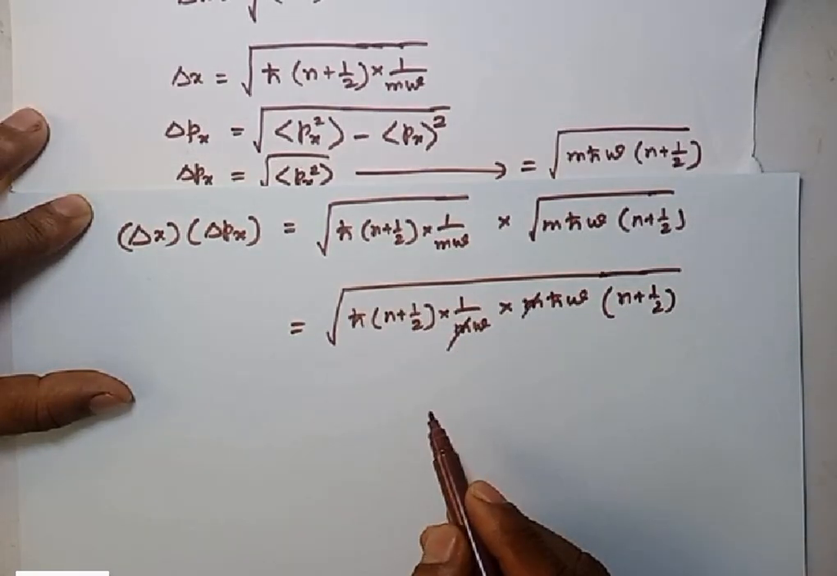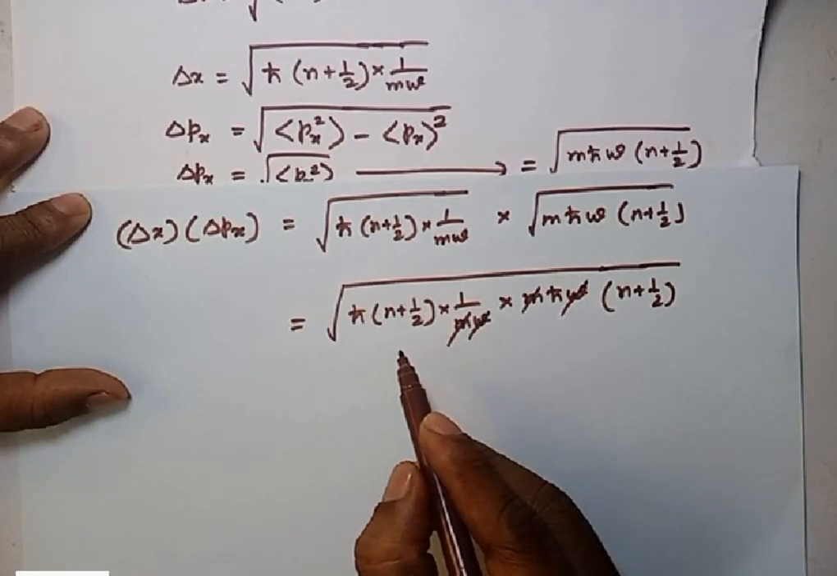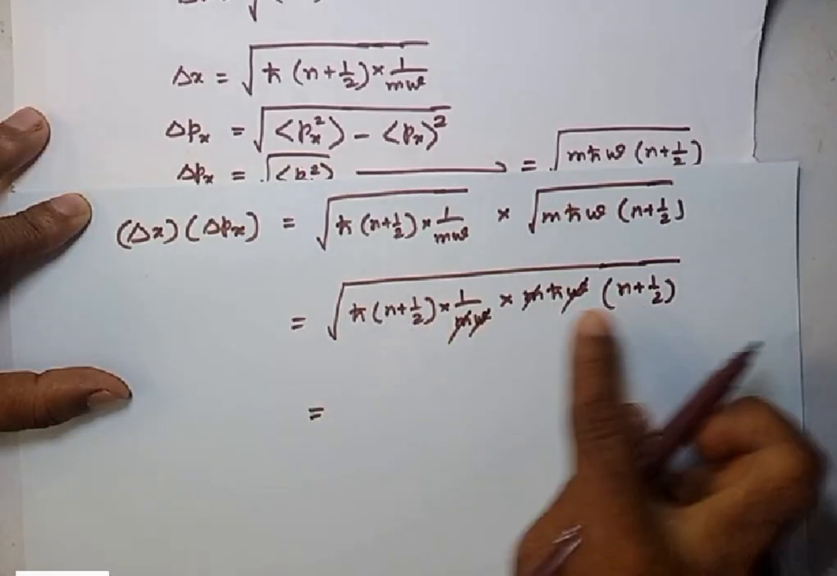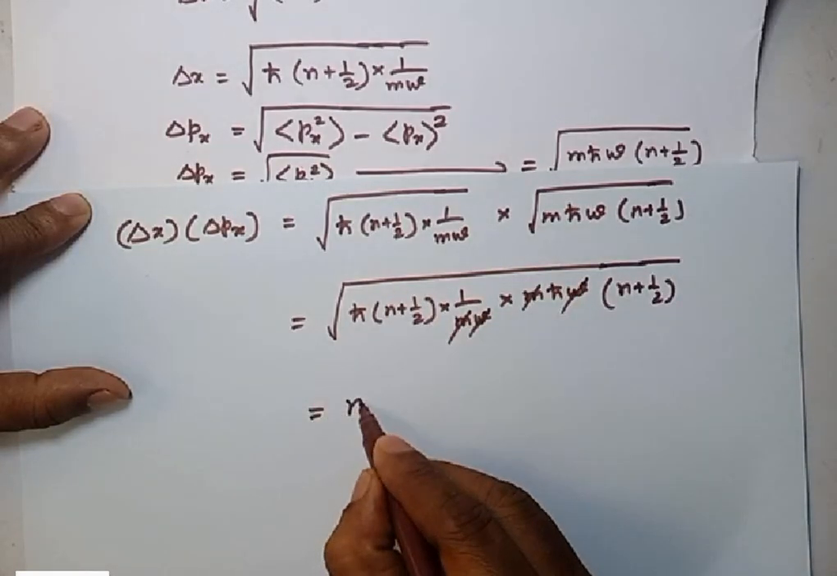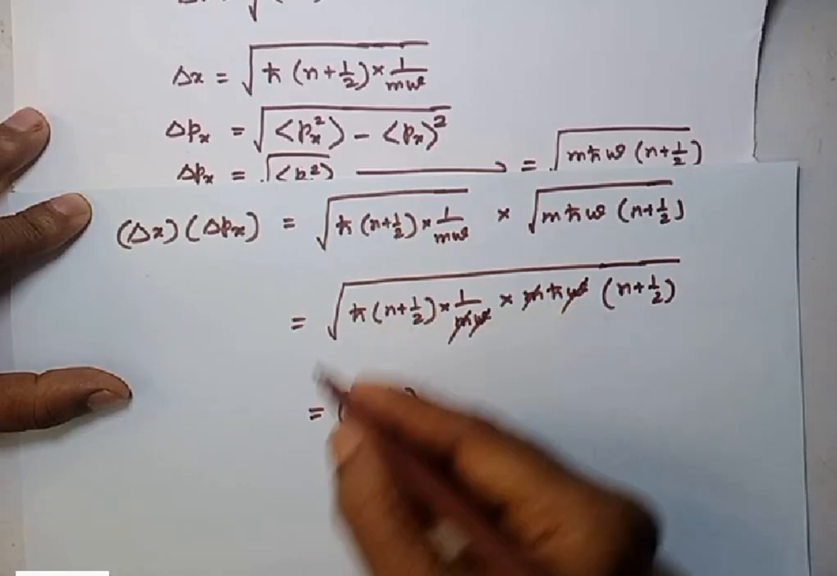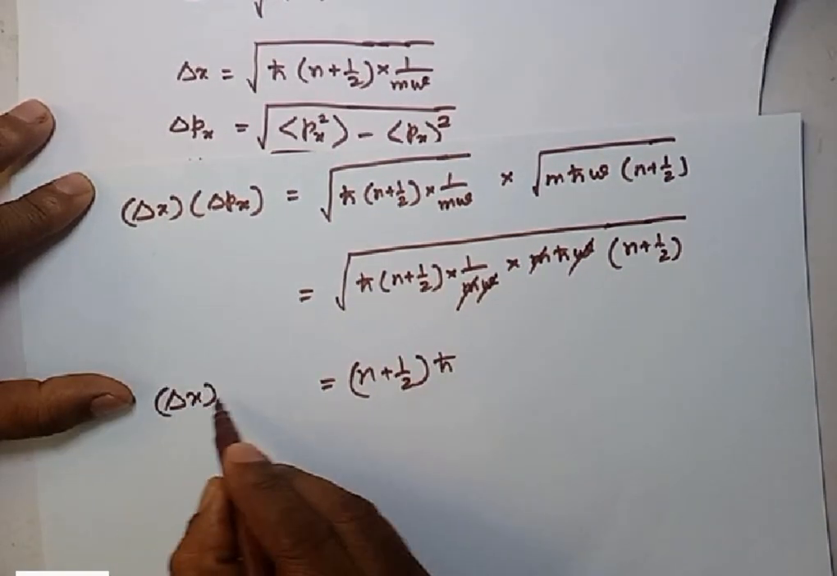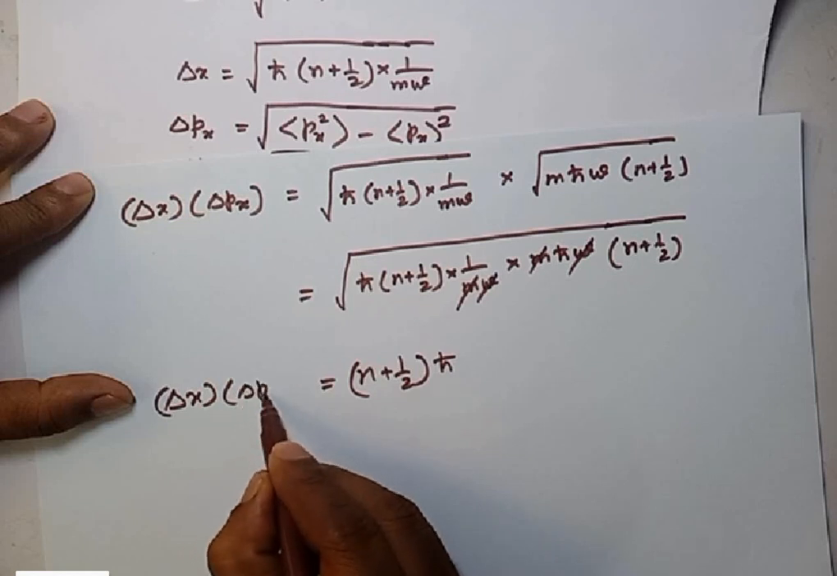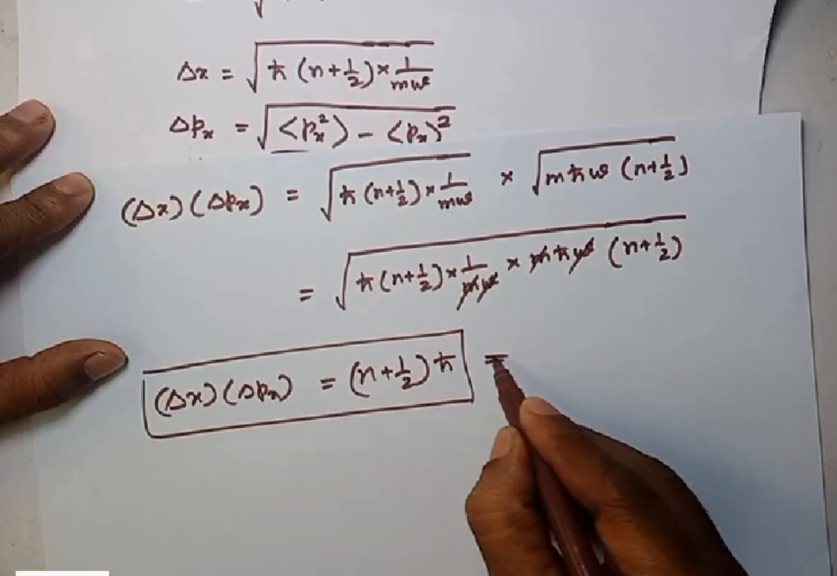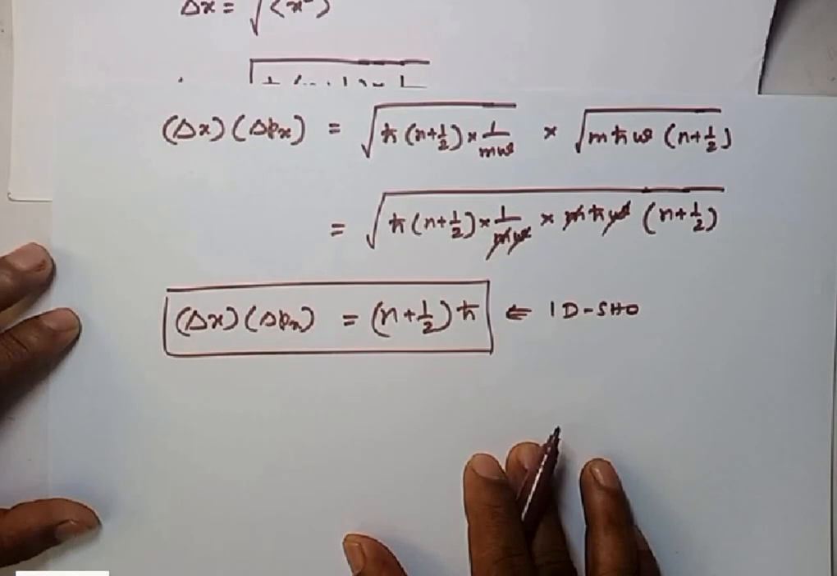M cancels, omega cancels each other. Now we are left with n plus half into n plus half, which is n plus half whole square. When you take the square root, it becomes just n plus half. H cross into h cross is h cross square, and its square root is h cross. So this is the general formula for the product of the uncertainties in position and momentum, and this is the formula we use for a one-dimensional simple harmonic oscillator.